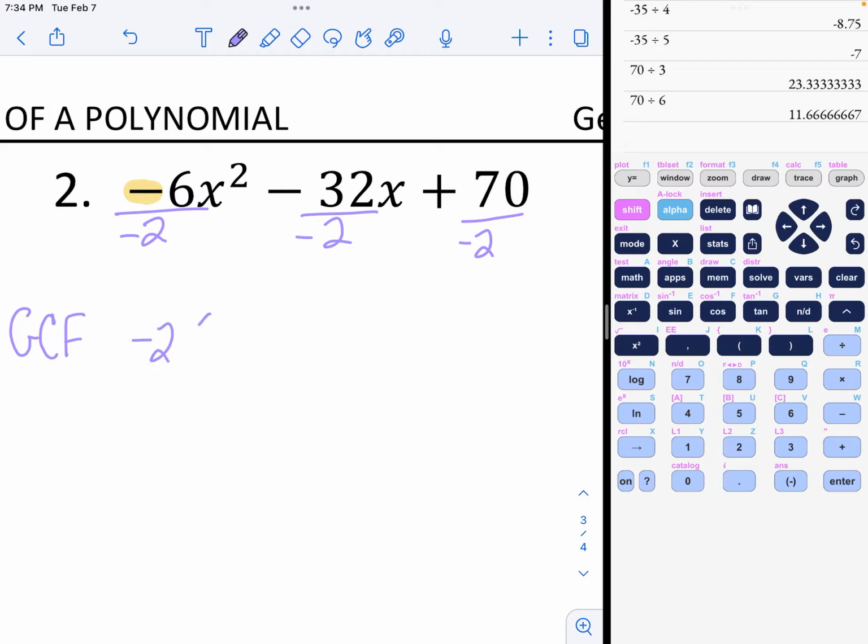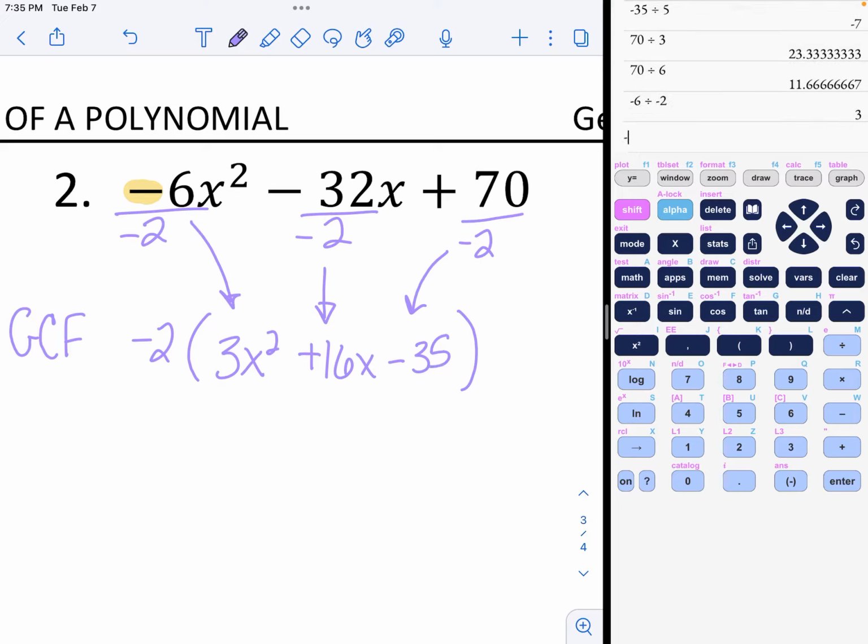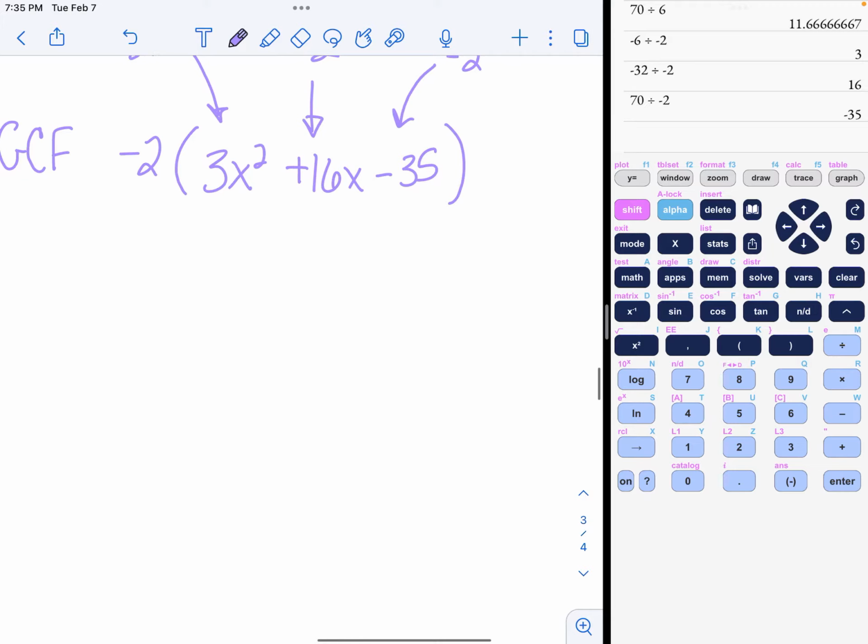They don't all have an x, so all I'm doing is dividing by -2. This makes positive 3x squared. This makes positive 16x. And this makes negative 35. To check that, see how I'm dividing each and every term by -2 to prove how I got those new numbers. Now it's time for me to move on to step 2, which is identifying a, b, and c.